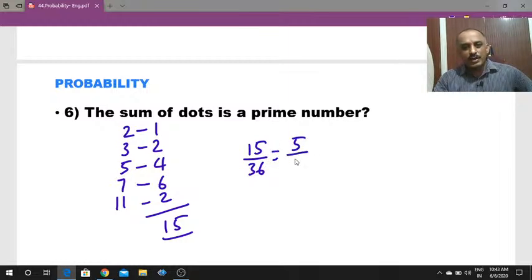3 fives are 15, 3 twelves are 36. Then what is your answer? 5 by 12.